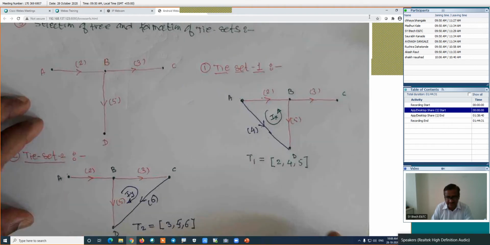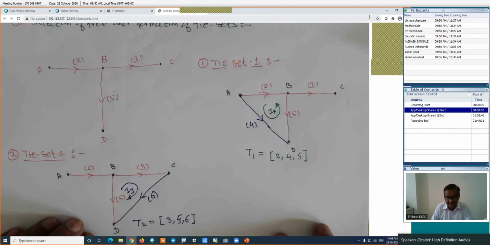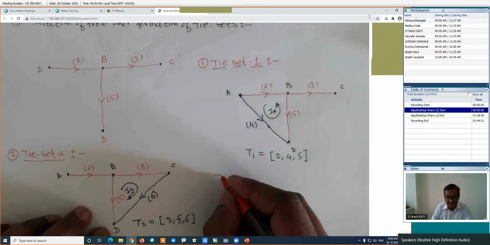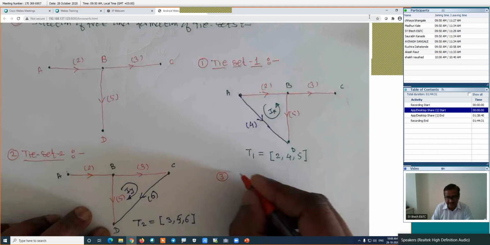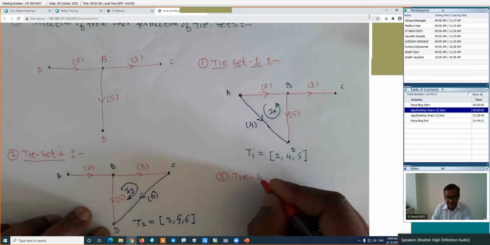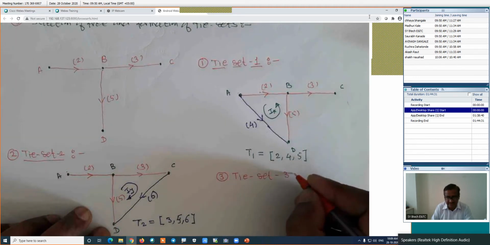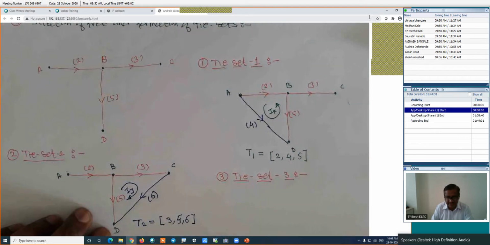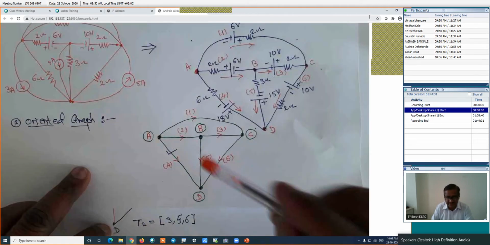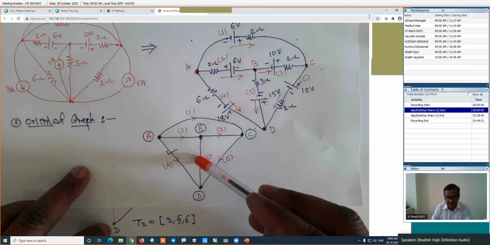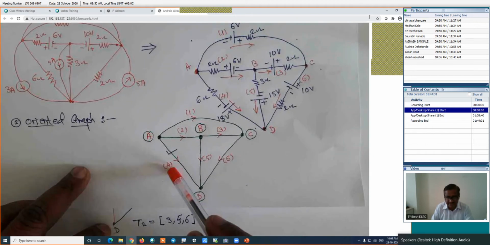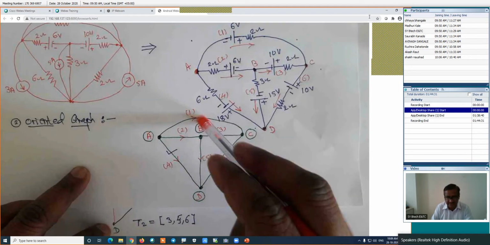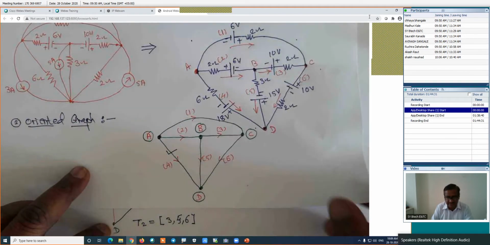Then here we will prepare the Triset number 3. If I come to this figure again, this is the third Triset. We will prepare the third Triset because we have 3 core-tree branches. Which branches have we taken? I will discuss here. Branches 2, 3, 5 are the tree branches. That's why we have taken one Triset by using the 4th branch, the second Triset by using the 6th branch. Now the third Triset will be by using the first branch.